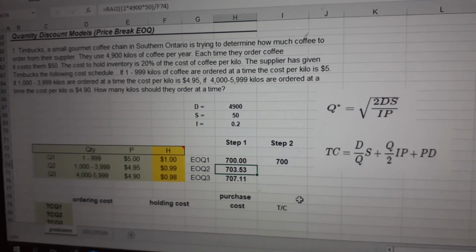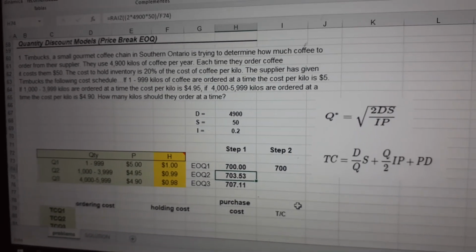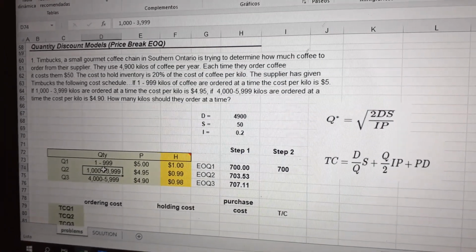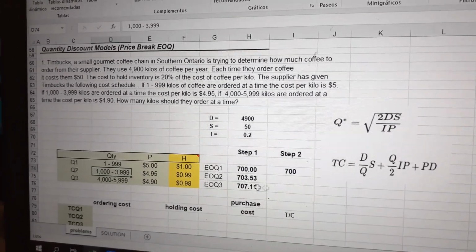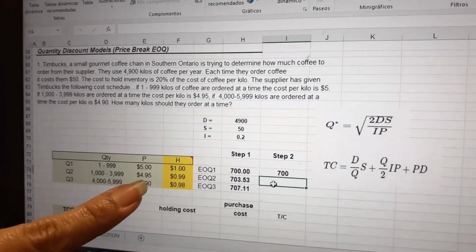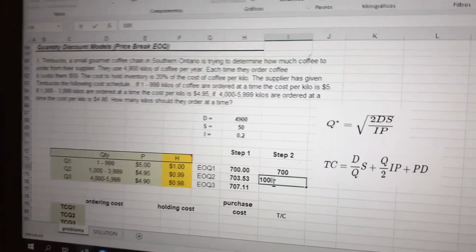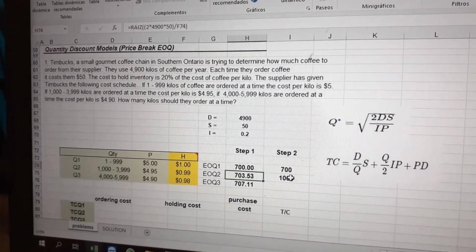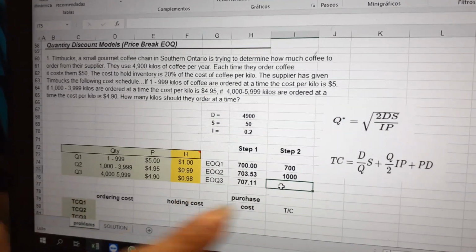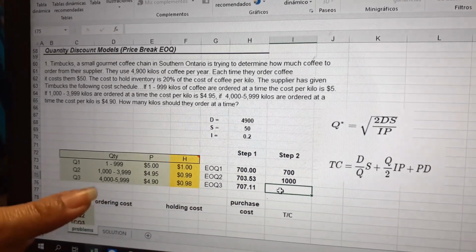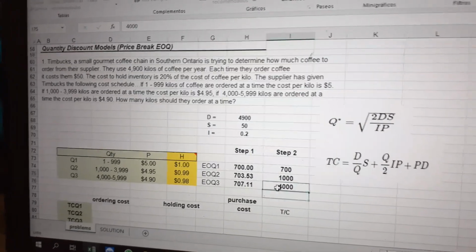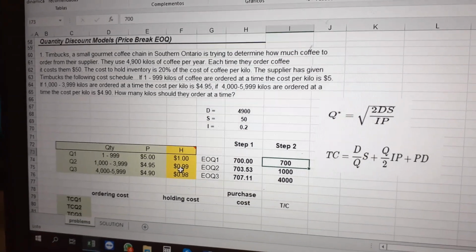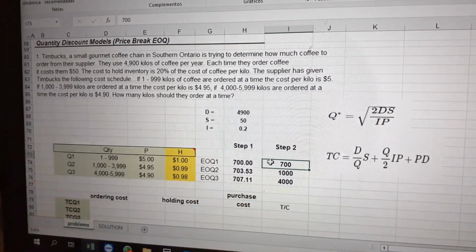In the second case, the optimum quantity is 703, but the provider has conditioned that the minimum quantity to get this price is 1,000. So if we decide to use this optimum quantity, we need to order 1,000. And the same for the other scenario, where the minimum quantity is 4,000. This is how we get this step 2. And the other calculation we are going to do is with these numbers.